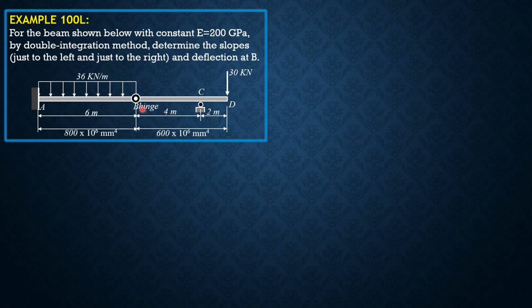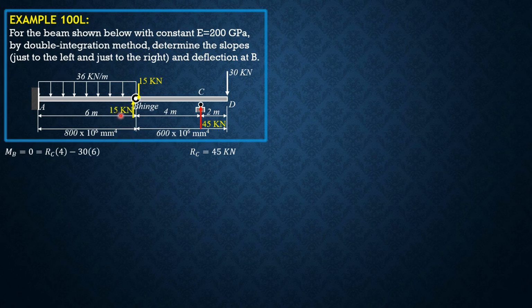So first, let's consider BCD. We sum up moment about B equals 0. So we have R sub C times 4 equal minus 30 times 6. So R sub C is equal to 45 kilonewtons. Let's put it there. Considering BCD, summation of forces in Y, just to the right of B the internal reaction should be 15 downwards as shown. Then just to the left, by action-reaction, it's also 15.